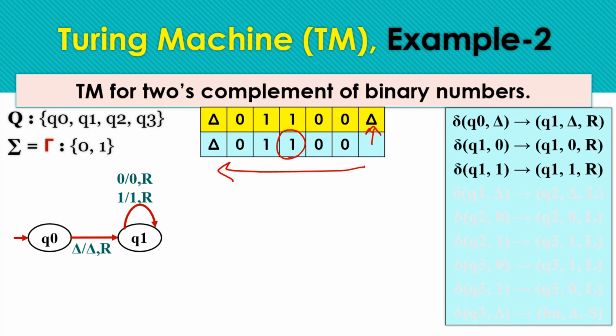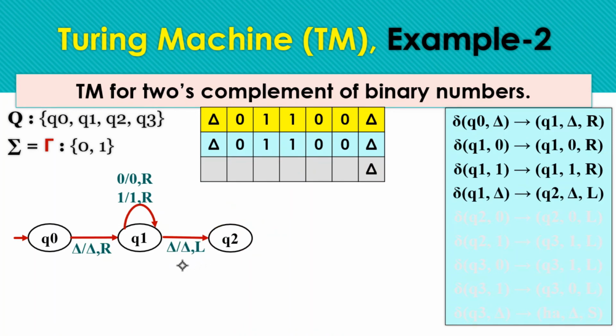So here from Q1, after getting the blank we are replacing it with blank, and now we will start moving to the left direction. Here we have changed the direction from right to left. So here we are moving from right to left to perform the 2's complement computation. Here is the corresponding move: replace blank with blank, and now the next state is Q2.